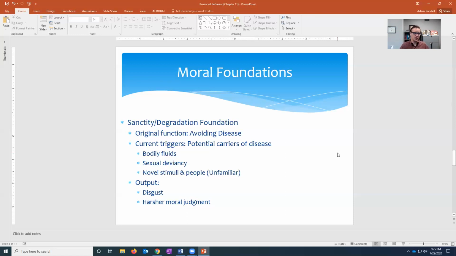Now, seeing bodily fluids and other cues or triggers, I put sexual deviancy in there largely because all I mean by sexual deviancy is sexual practices that deviate from the norm. All right. And so I know that's taken on a very kind of derogatory term these days, but that's all I mean by that.